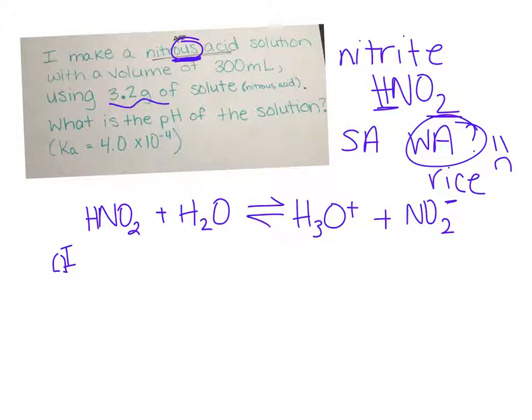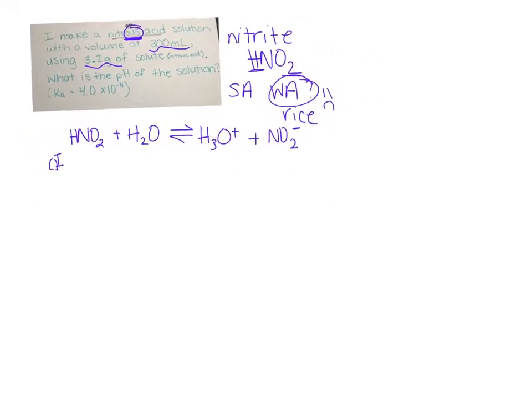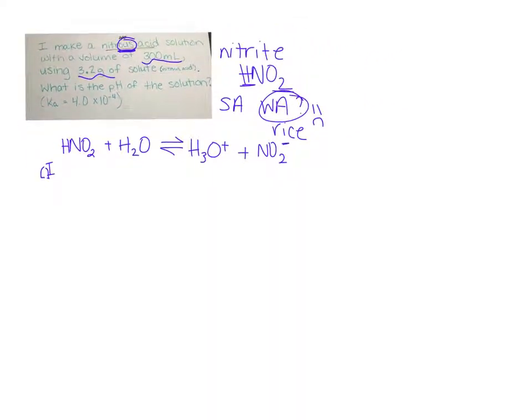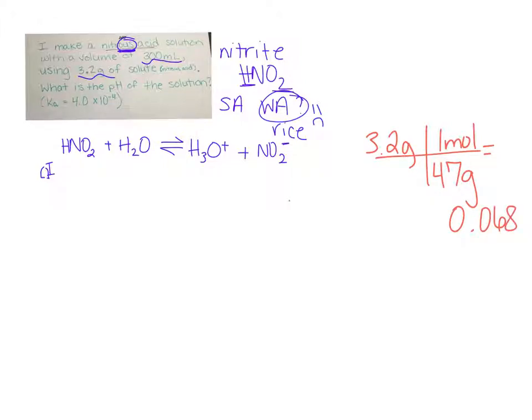We have grams and we have volume. So what you should have done, and most of you did, was you went off to the side and you were like, somebody calculate molarity. So for molarity, you had to get moles. So you had your 3.2 grams, divided by its molar mass, which was 47 grams. And most of you guys got 0.068, I believe, right? Ish. You should have.